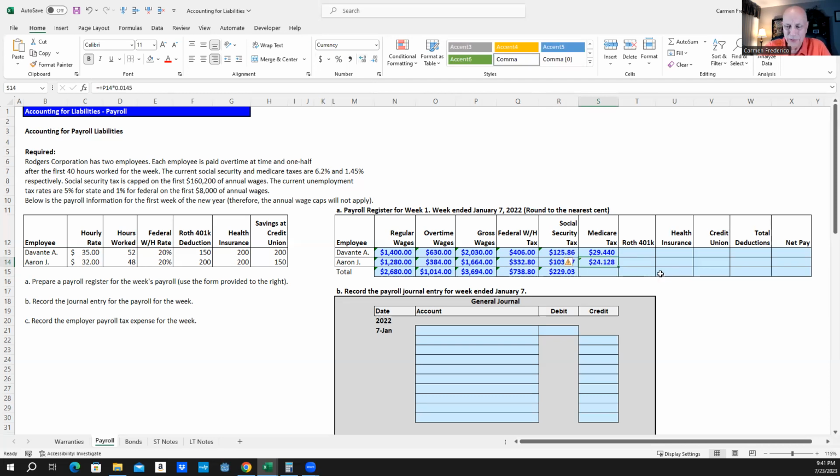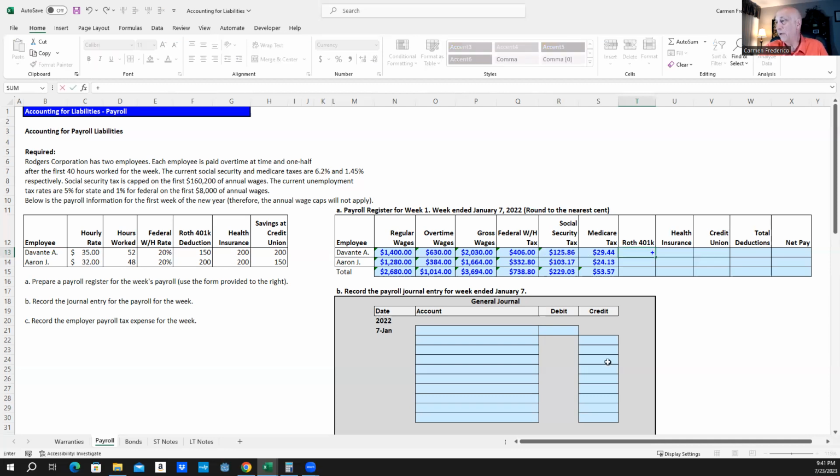It's 24.128. Payroll is in pennies. There's not three decimals out. They're rounded down to the nearest penny. Okay. All right. So total Medicare tax. Boom. Okay. Now the Roth 401k.